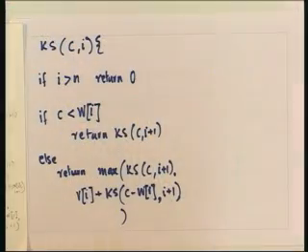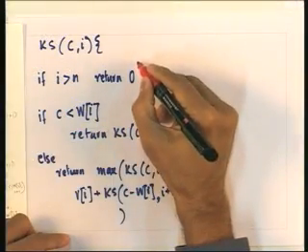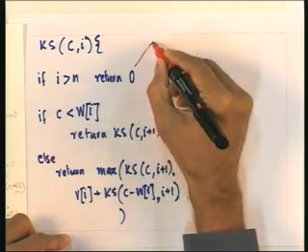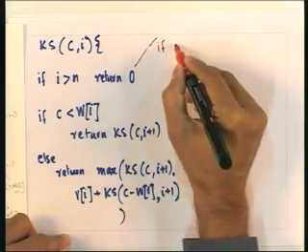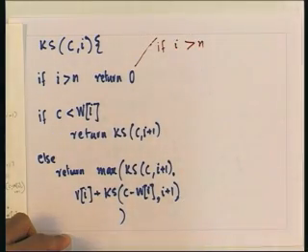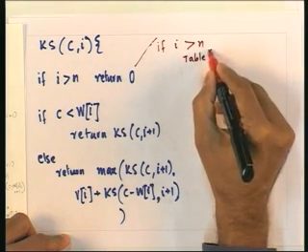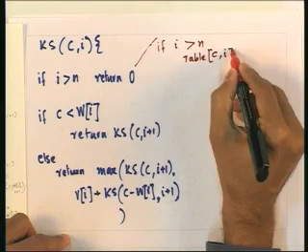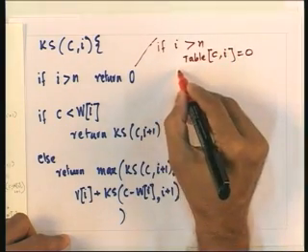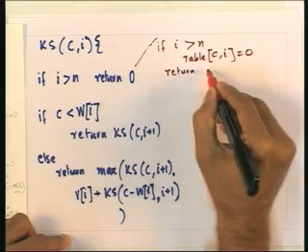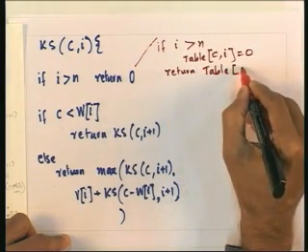So if i greater than n, then return 0 is the idea over here. Okay. So we said that before returning any value, we are going to store it in some table. So instead of just returning 0, this part of the code will be replaced by this part. So we are going to still check if i is greater than n. But if it is, then we are going to say set table of c comma i equal to 0, and then we are going to return table of c comma i. Okay.